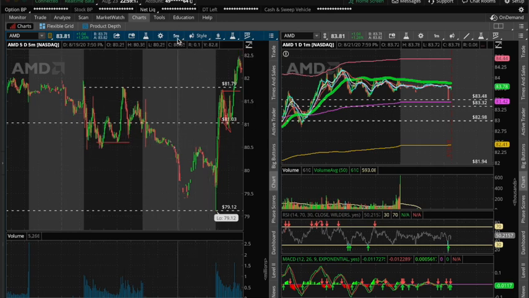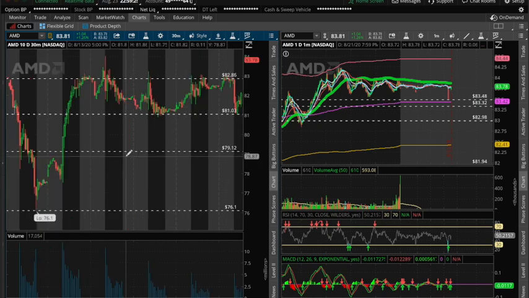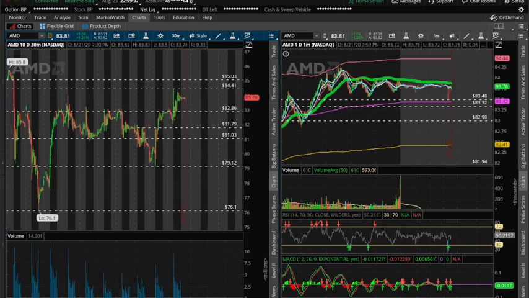So let's go back onto the 30-minute chart. See if we can find something better. Okay, so this is a big bull flag right here. So let's back out of this. All right, cool. So you would draw it like this, right?